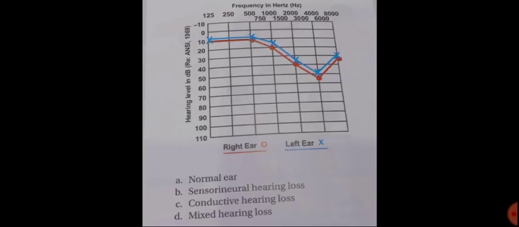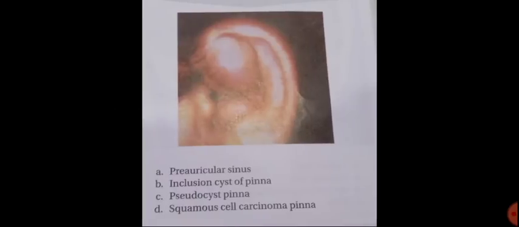Now here you can see a typical hearing loss at or more in the higher frequency, and if you see more particularly at 4000 hertz. So as the option has not mentioned, you will mark here sensorineural, but if it would have mentioned, then you can mark it as the noise induced hearing loss.